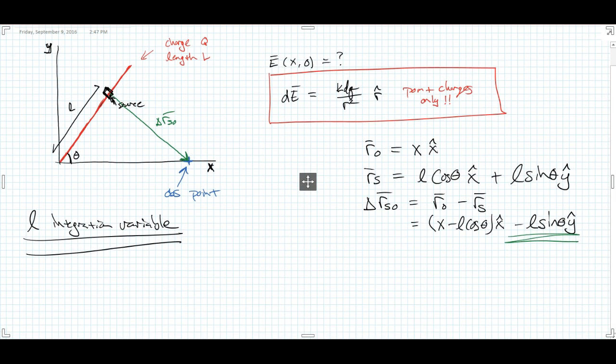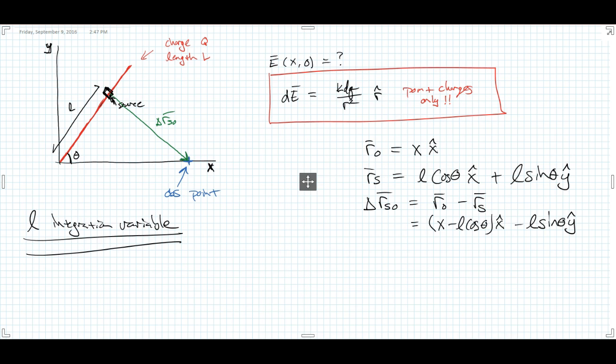It'll be positive for all points along the line that are to the left of the observation point. So if the observation point was over here, then all of this stuff would have a negative x component, but this stuff would have a positive x component. And I see that that actually shows up as well. The difference between the x position of the observation point and the x coordinate of the source charge is going to change sign, right? When x is equal to L cosine theta, I'm going to get a sign flip. So that actually gives me what I expect as well.